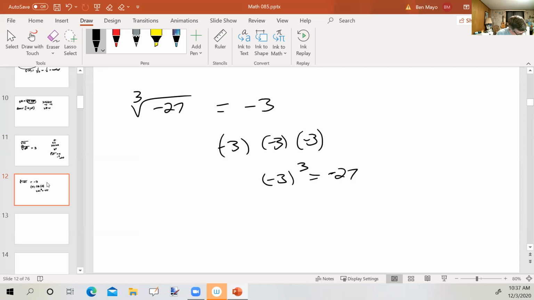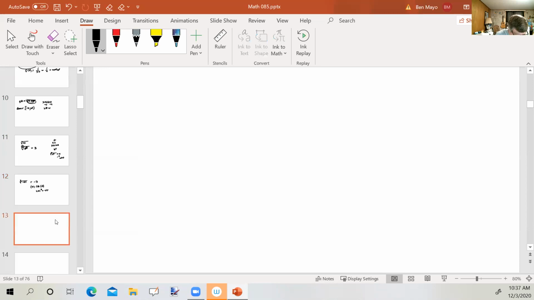Let's see here. I think that's all I want to do in this. I want to get on to section 9.2. In section 9.2, we talk about rational exponents. We've got all these rules of exponents, and we've applied them in the past to whole numbers and integers, including 0 and negative numbers. Now we're going to apply them to fractions.